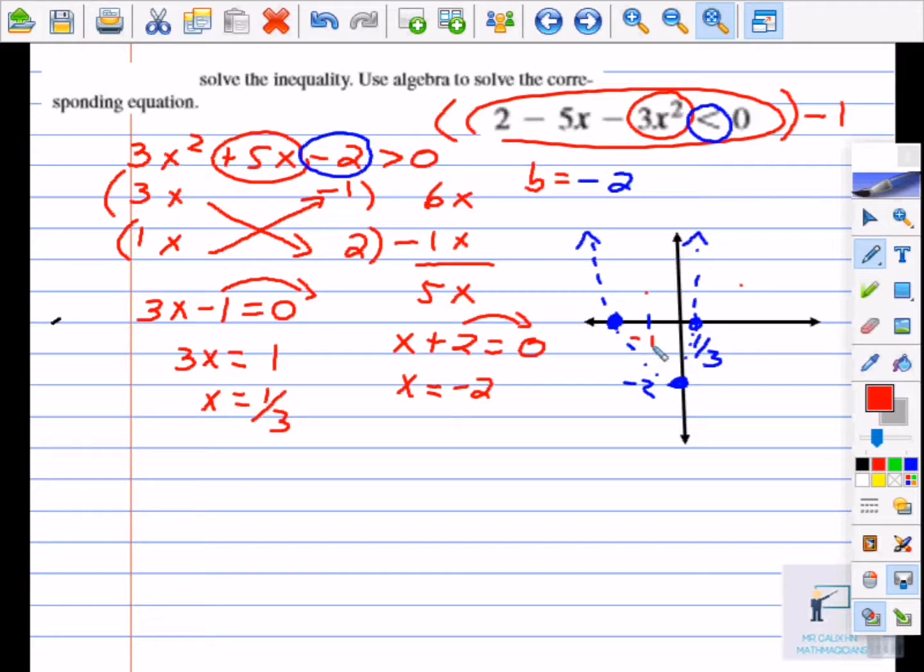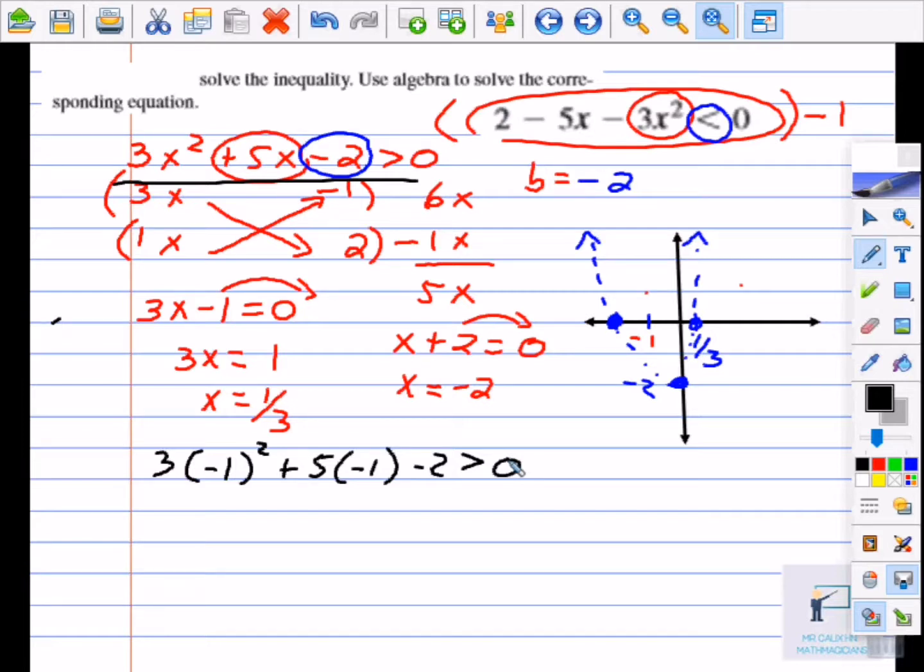I will choose this negative 1. If I substitute negative 1 into this inequality, 3 times negative 1 squared plus 5 times negative 1 minus 2 is greater than 0. And this tells me that it is true. That means that my interval is inside that U.